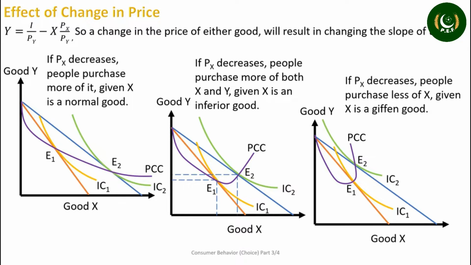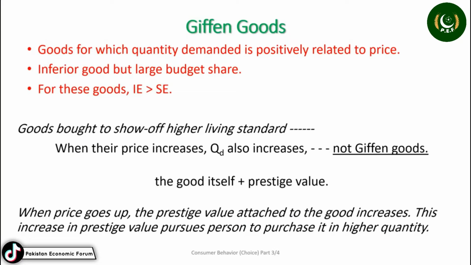We shall now talk more about Giffen good, then we should proceed to the remaining lecture. Giffen goods are those goods for which the quantity demanded is positively related to the price. These commodities are in fact inferior goods, but they have a large share in the budget. And for these goods, income effect is greater than substitution effect. For the last point, we shall come to it later.